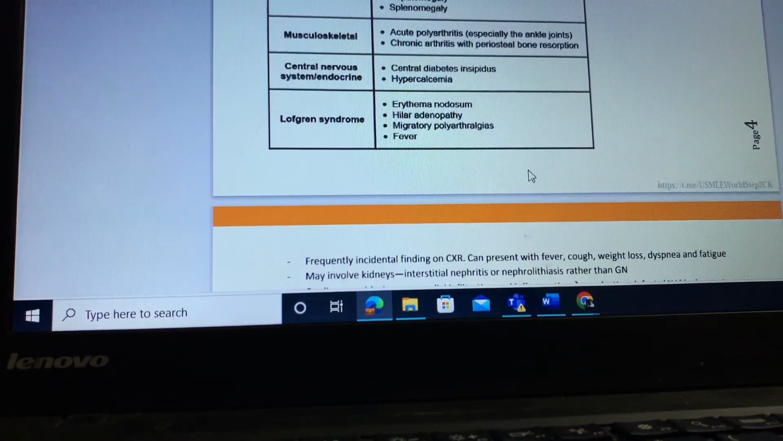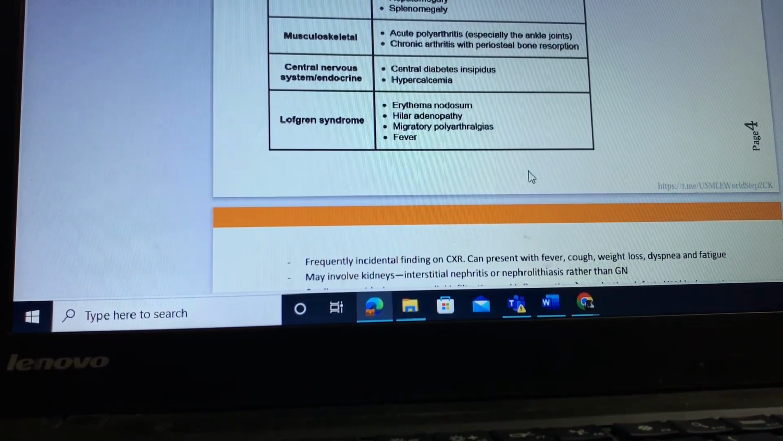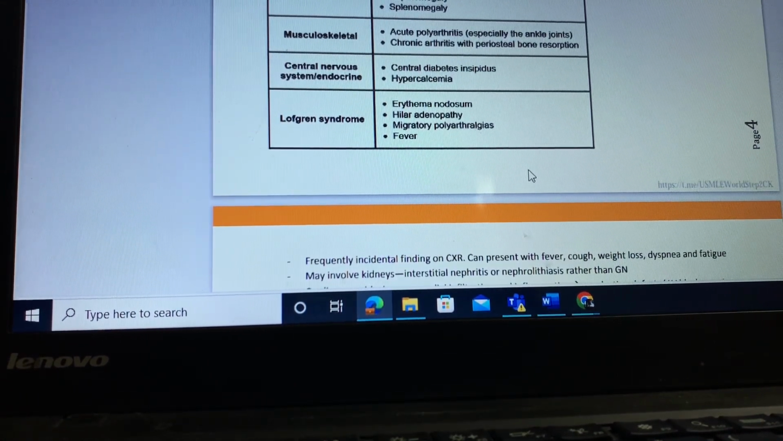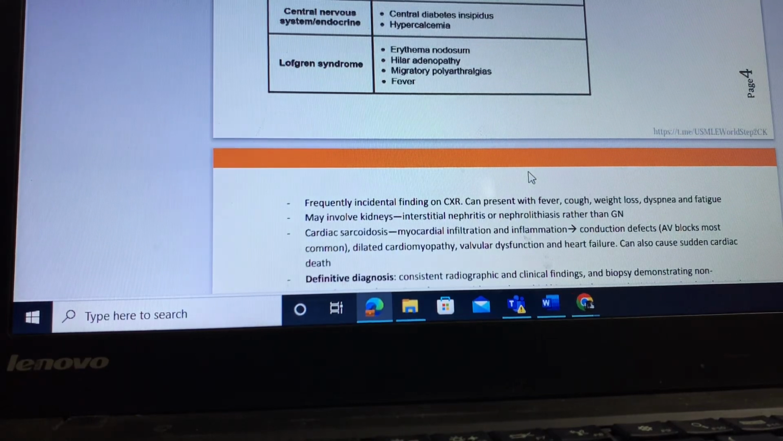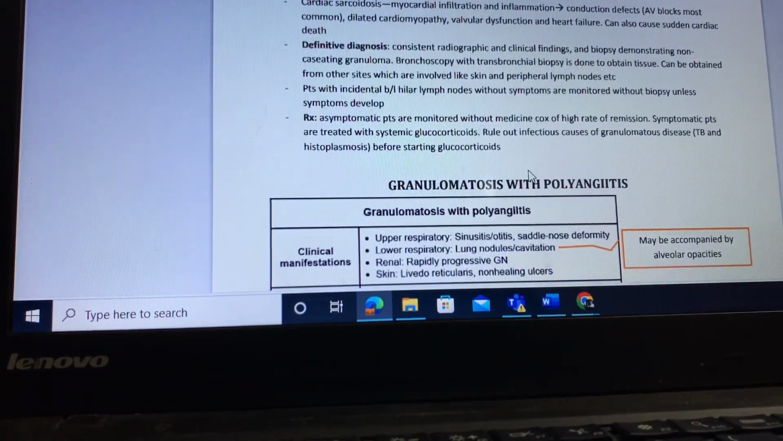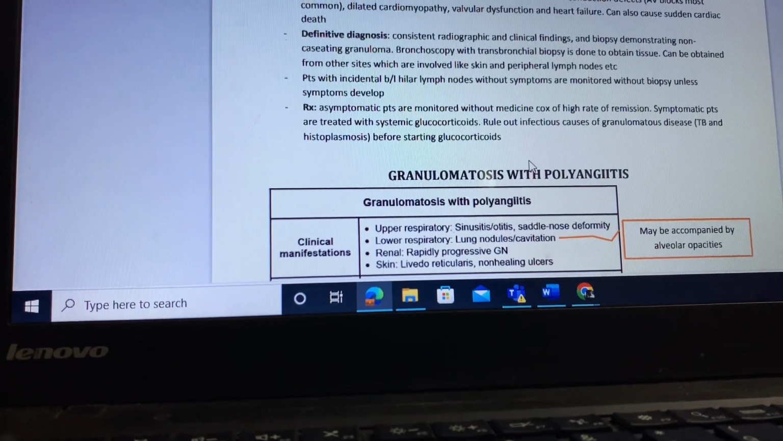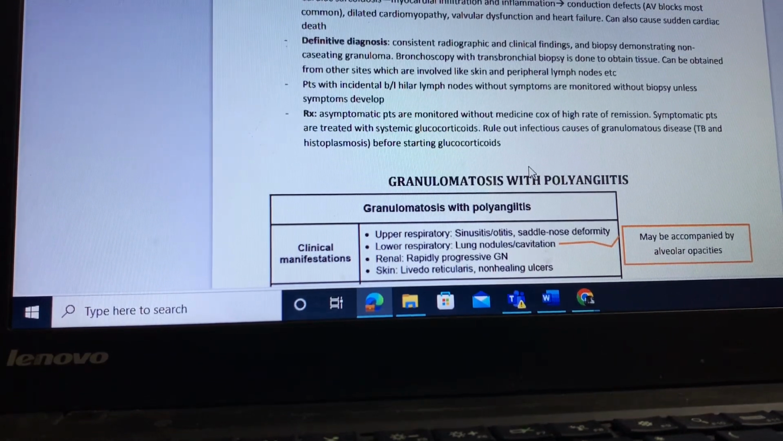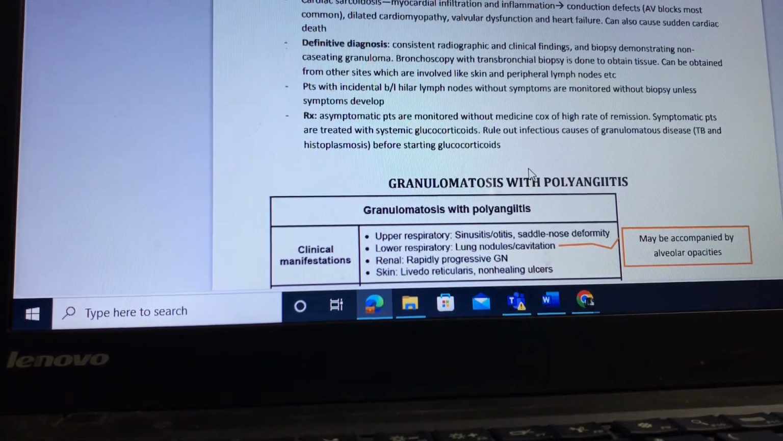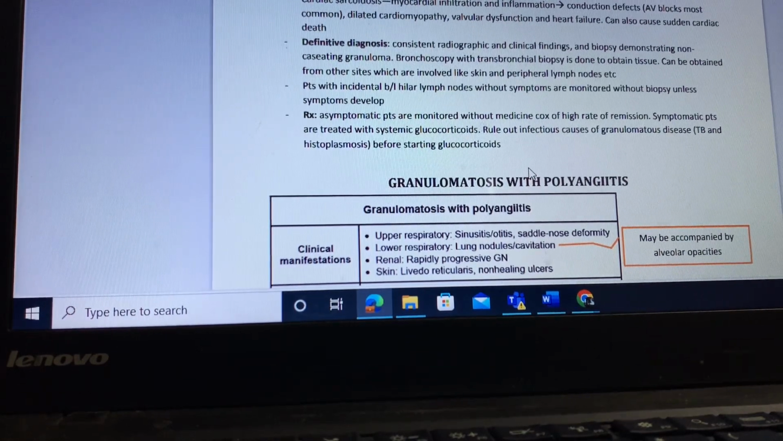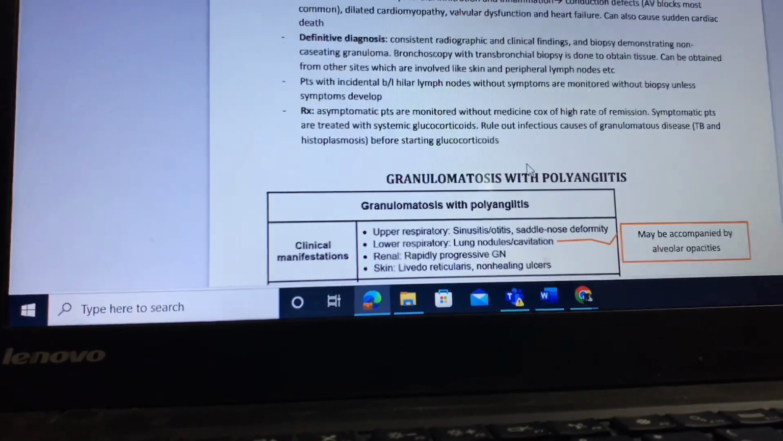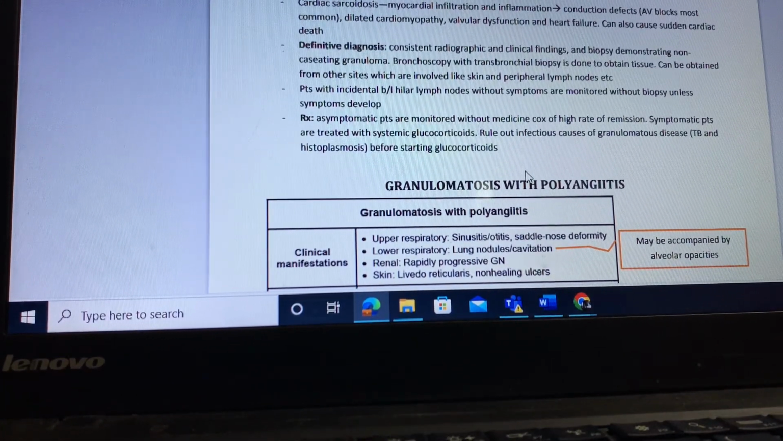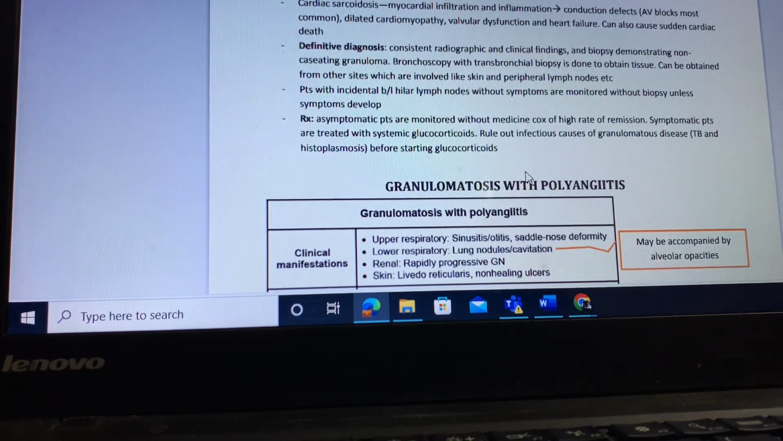We also discussed Lofgren syndrome, the triad of erythema nodosum, bilateral hilar adenopathy, and fever, with an additional feature here, migratory polyarthralgias. Frequently, sarcoidosis is an incidental finding on chest X-ray. A patient may present with fever, cough, weight loss, dyspnea, and fatigue. Kidney involvement is usually nephrolithiasis, or the second possibility could be interstitial nephritis. Nephritis is the inflammation of the kidney, so you can see interstitial nephritic changes.